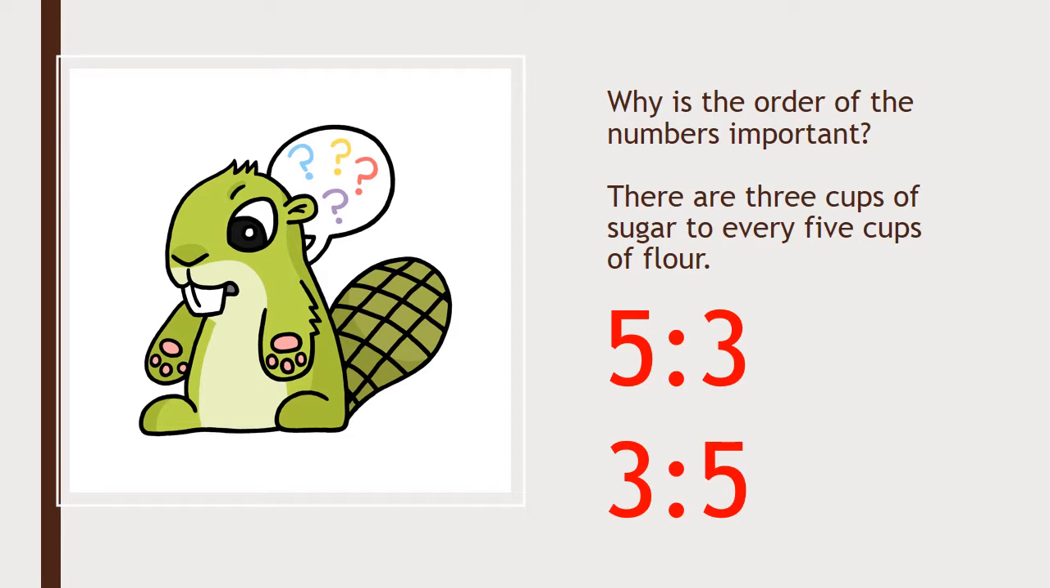3 cups of sugar to every 5 cups of flour is what the recipe says. 3 comes first, 5 comes second. 3 represents the sugar and 5 represents the flour. So the second one here is right and the first one is wrong. If I were to record it the wrong way round, then I would end up using far too much sugar and far too little flour. So the order is very important. The first thing mentioned is the first number in our ratio. The last thing mentioned is the last number in our ratio.